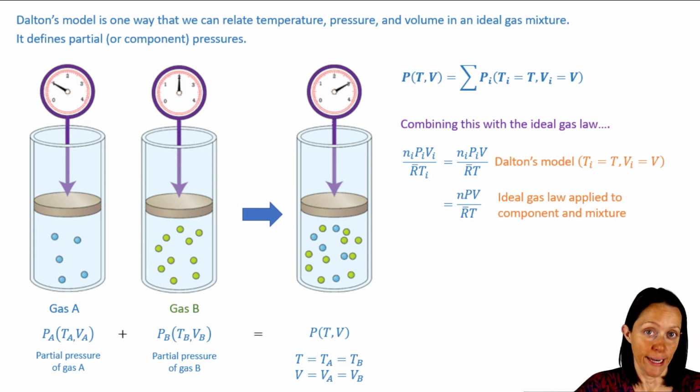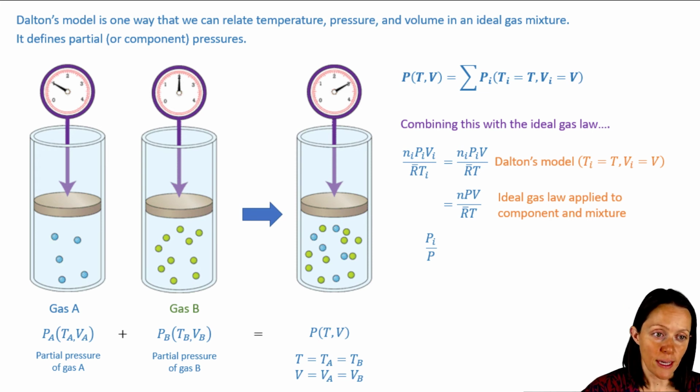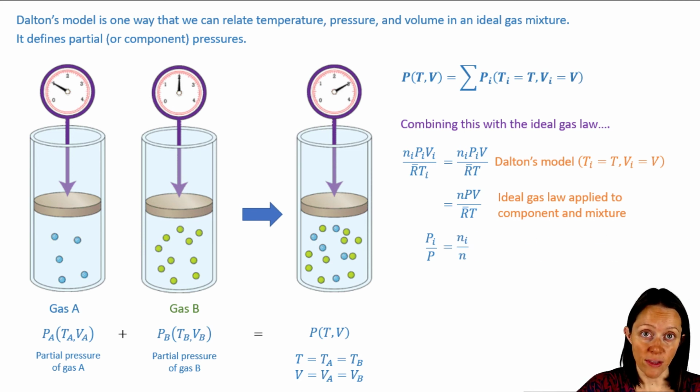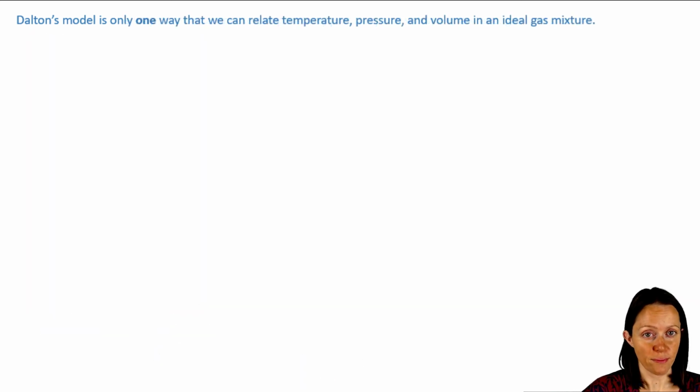All right, now what I'm going to do is rearrange things, and I'm going to get an equation where I define the ratio of the partial pressure and the mixture pressure. And you'll see that the volumes are going to cancel out, the temperature is going to cancel out, R bar is going to cancel out, and all I'm going to have left is the ratio of the moles of the component over the moles of the mixture. And I see that this is just equal to the mole fraction. So that's an important relationship, that I can define the ratio of the partial pressure and the mixture pressure in terms of the mole fraction.